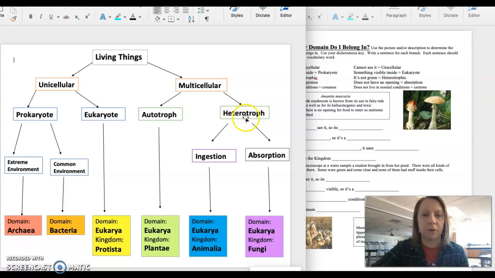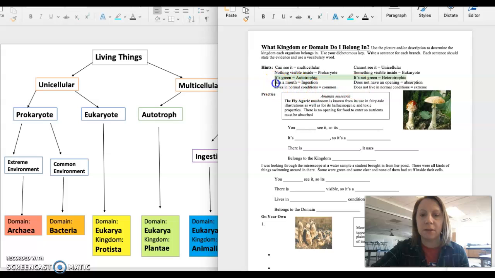If you go the heterotroph route, there's one more layer we have to figure out, ingestion or absorption. So ingestion is going to be an organism that has a mouth, or sometimes it's just an opening, depending on the species. And so if that does not exist, then it's going to use absorption. So it'll just be next to the stuff and absorb it into its body.